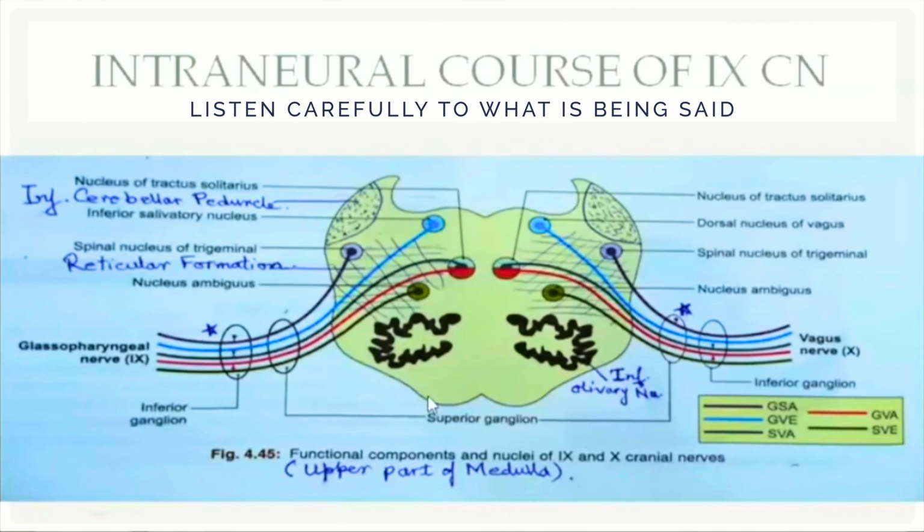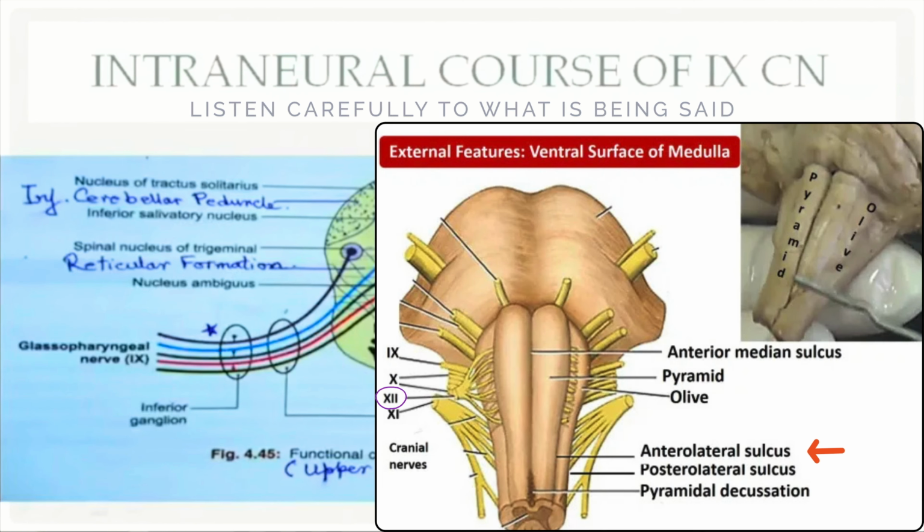So here, this area you're seeing is the pyramid and olive. In between the pyramid and olive, there will be an anterolateral sulcus extending down. The anterolateral sulcus will be more prominent in the middle and lower portion of the medulla, and from there the 12th cranial nerve will arise, because that is a pure motor nerve for the muscles of the tongue.